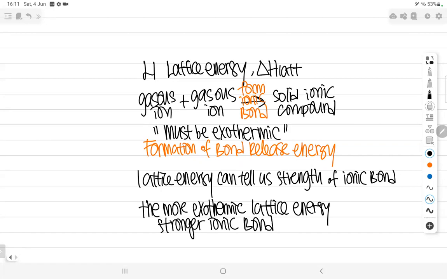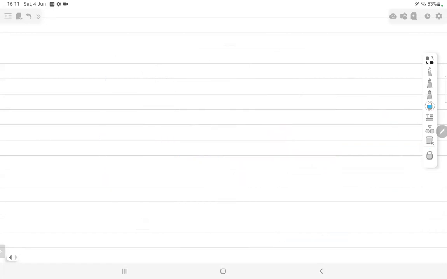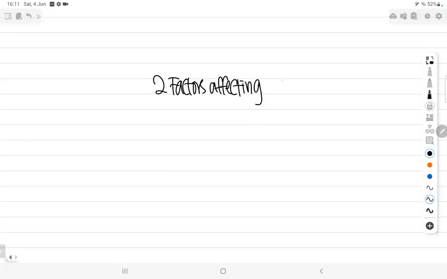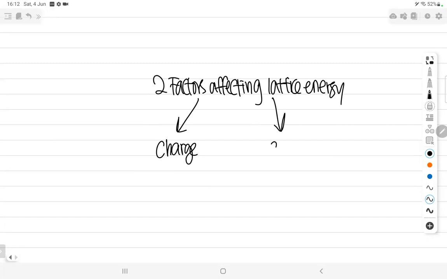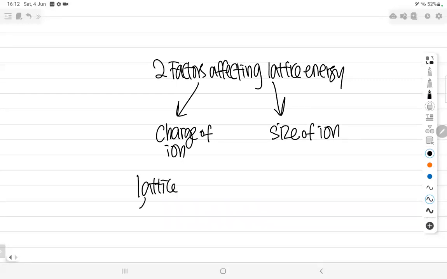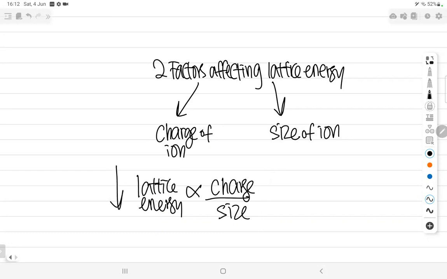What else did we cover in the first lesson? We also learned that there are two factors affecting the lattice energy. The first one is charge and the second one is size. Charge refers to the charge of the ion, and size refers to the size of the ion. Lattice energy is directly proportional to the charge: when the charge is greater, the lattice energy is also greater. Lattice energy is inversely proportional to the size: the bigger the size of the ion, the lower the lattice energy. If you need to do a revision on that, please do so.